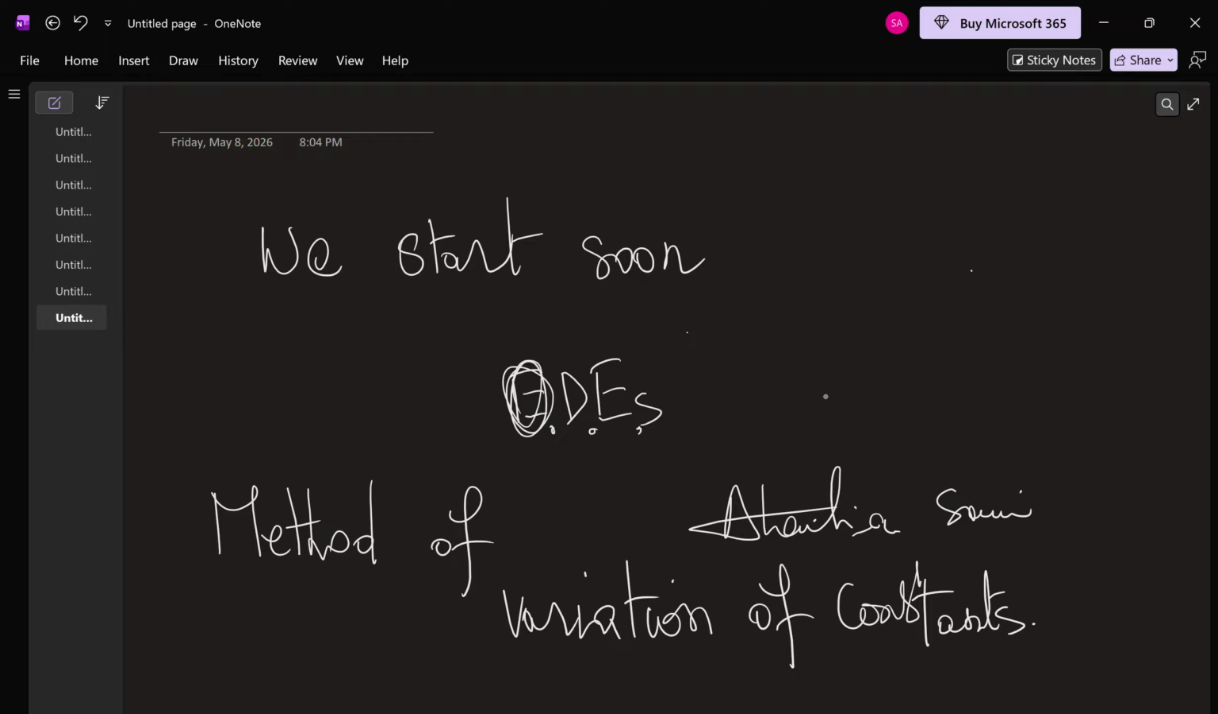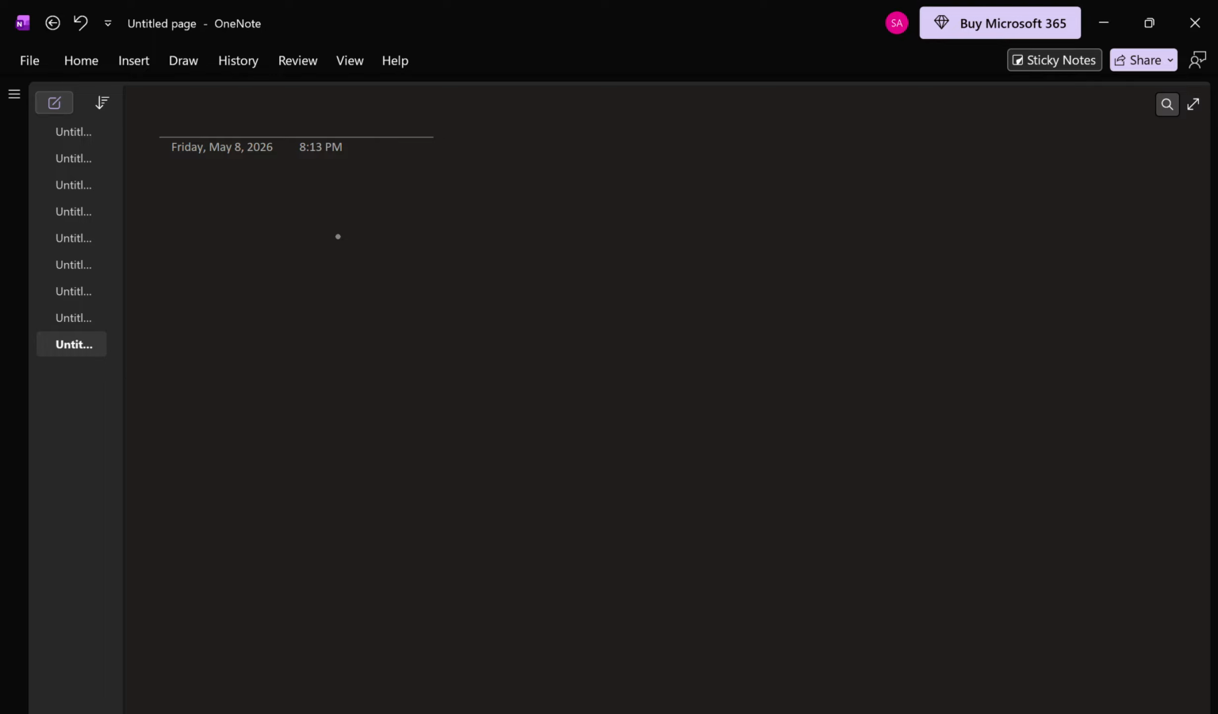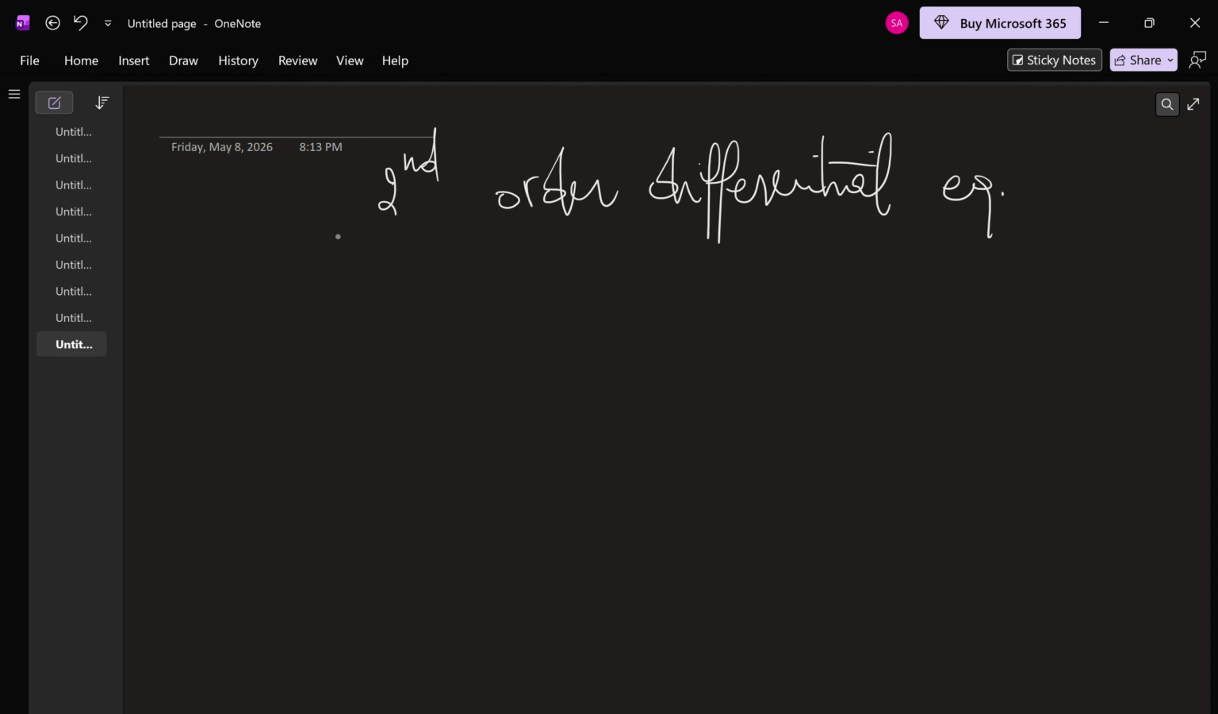This time we will continue with the method of variation of constants to solve second order differential equations.